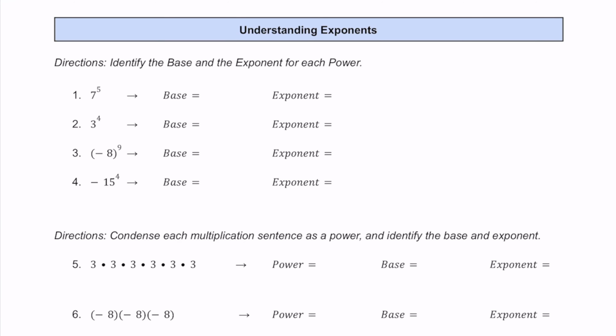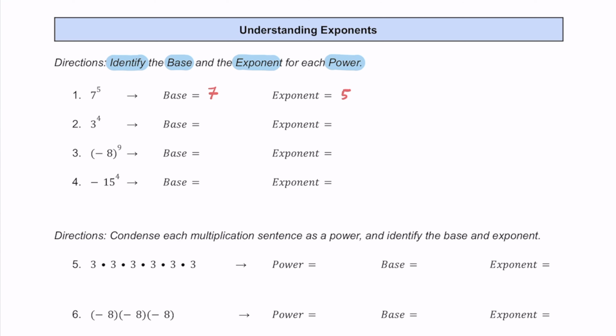Let's work on understanding exponents a little bit better together. For problems 1 through 4, let's start by identifying the base and the exponent for each of the given powers. So for number 1, we're given 7 to the 5th power. That is our entire power. Our base here is going to be 7. 7 is going to be the base of this power, and our exponent here is going to be 5.